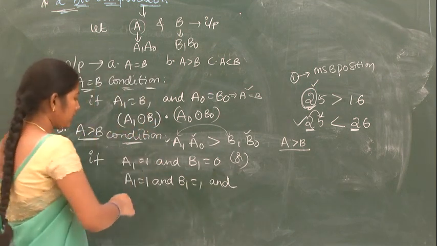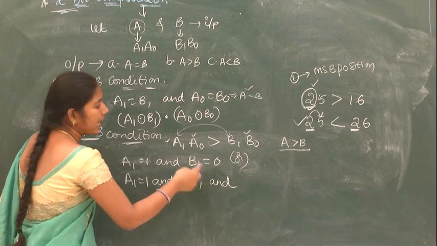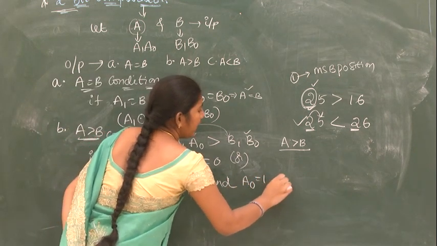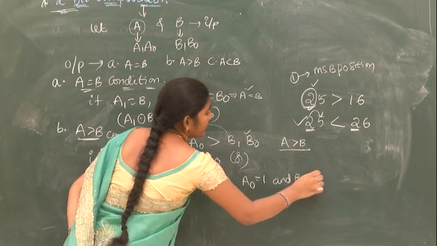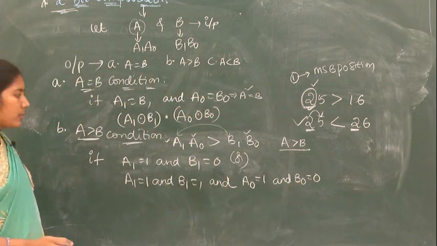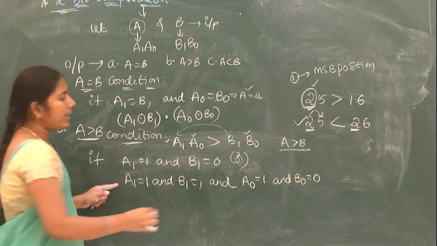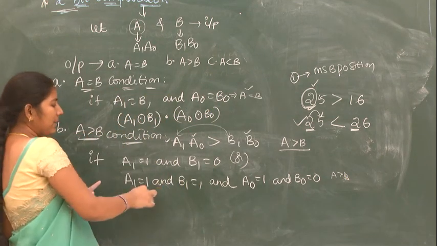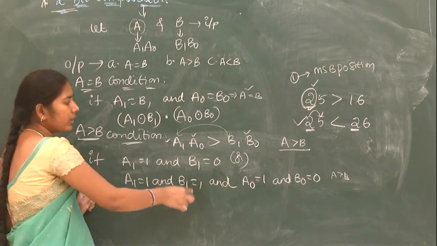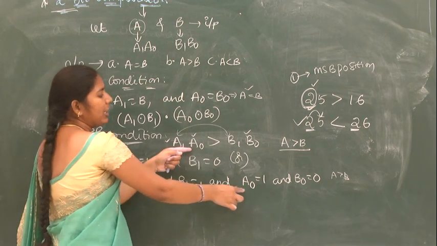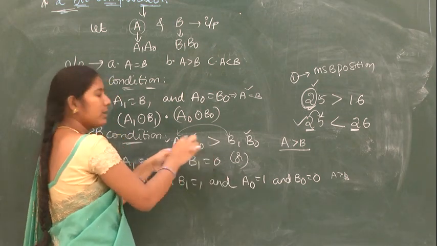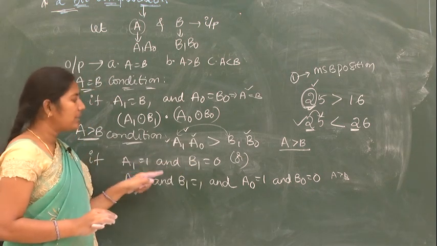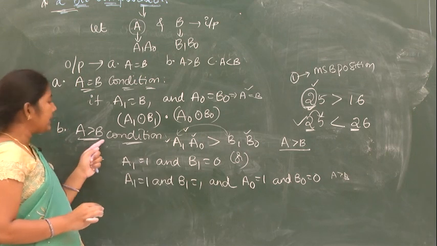And along with this condition, it has to satisfy A0 equal to 1 and B0 equal to 0. So then also we can say that A is greater than B because MSBs are equal, and in the LSB position, A0 is 1. So A0 is larger, so this number is the larger number. These are the possible conditions to get A greater than B.